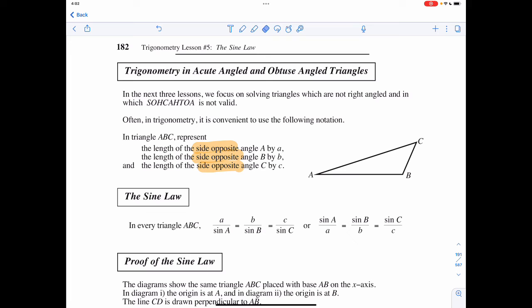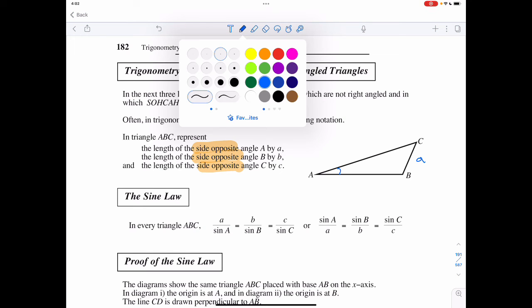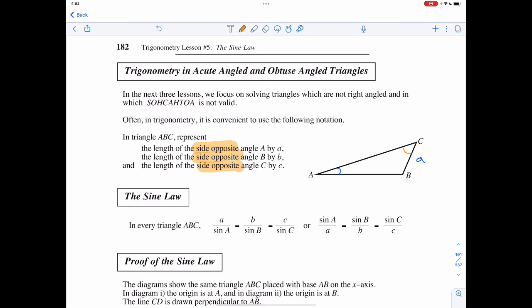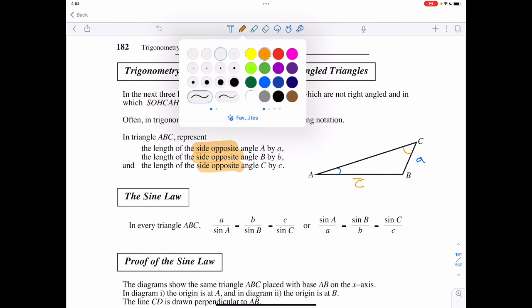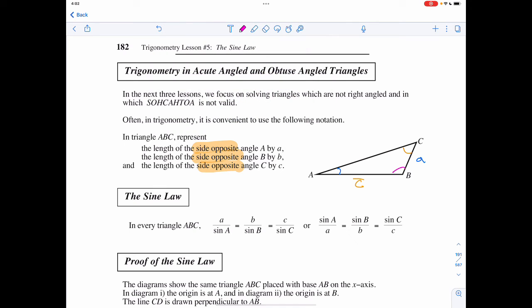So if I said that this is angle A, then this is going to be side length A. If I said that this is angle C, then this is going to be side length C. And I always use a little line over top of it because capital C and lowercase c look exactly the same. So I just put a little line over it just to indicate that it's a lowercase. You don't have to do that. And if this is angle B, this is side length B.